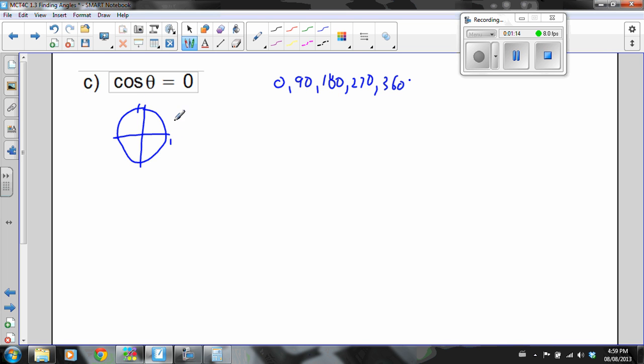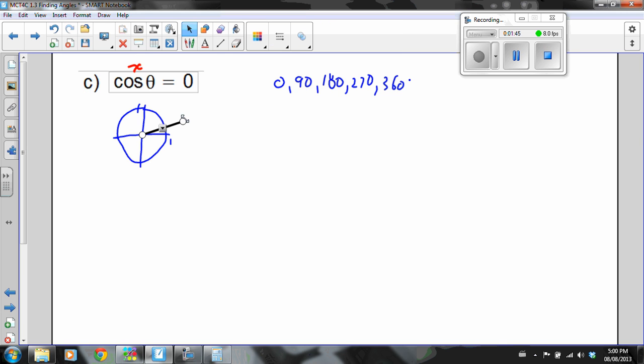Nice way to think of this. And again, a point on a terminal arm here. This point right here has coordinates x, y. Well, remember, the x coordinate is the cosine and the y coordinate is the sine. So I'm interested in, when is the x coordinate equal to 0?